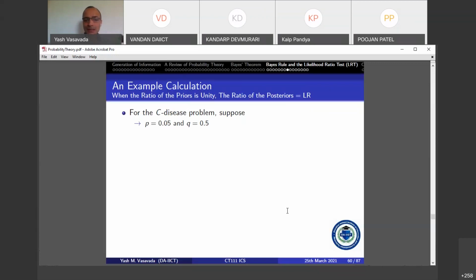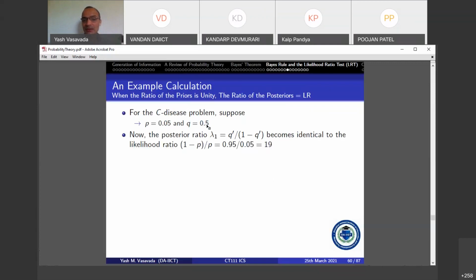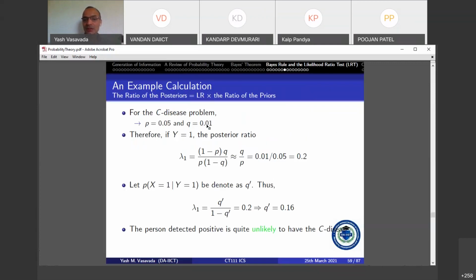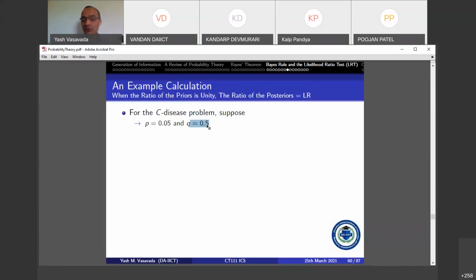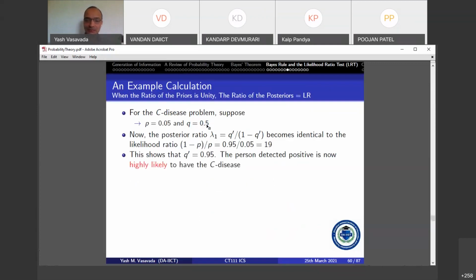On the other hand, suppose Q was 0.5, the priors were equal. Well, then you can just do the maximum likelihood. And now this ratio lambda 1, instead of remaining a small value of 0.2, suddenly becomes 19. And so if you do the math, Q prime turns out to be 0.95. So from Q equal to 0.5, you went up to Q prime of 0.95. Now you will say that, yeah, if the person got the test result positive, it's very, very likely that the person has the disease.